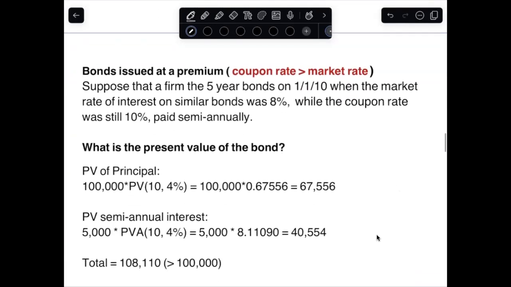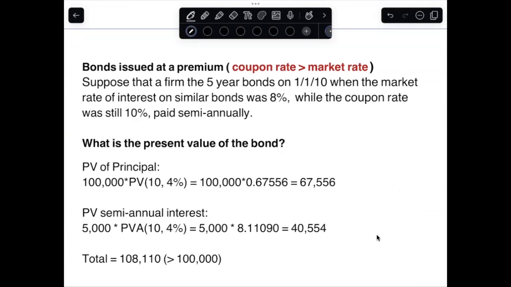Let's look at the third scenario. The bond rate is more than the market rate. What that means is, for example, the market rate is 5%, but the corporation provides an interest rate that is more than 5%, 6%. So the bond is so attractive. So the bond will be issued at a premium to put the demand and the supply in equilibrium.